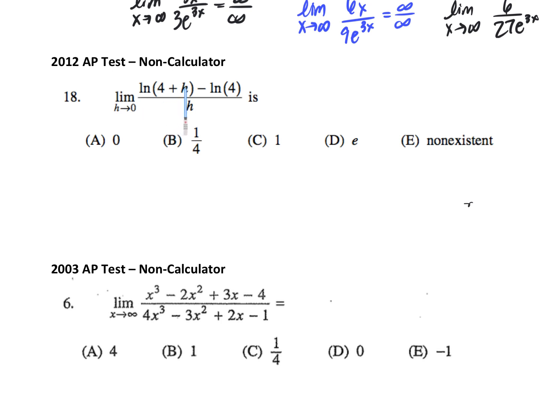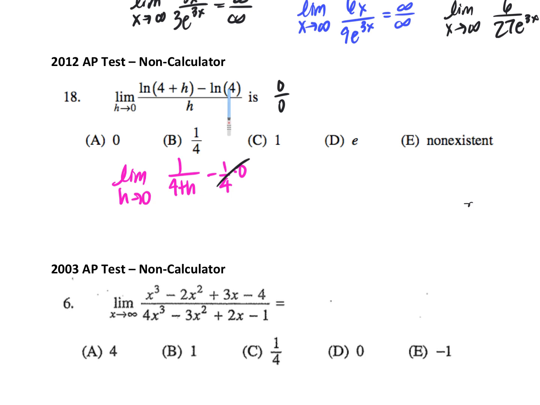If I put in a 0 right here, wouldn't I have ln of 4 minus ln of 4 over 0? Wouldn't I have 0 over 0 again? So what's the derivative of that top? Derivative of natural log of 4 plus h is going to be 1 over 4 plus h times the derivative of 4 plus h, which is just a 1, minus the derivative of natural log of 4, 1 over 4 times the derivative of 4, 0. So this part actually doesn't exist because natural log of 4 is just a constant.